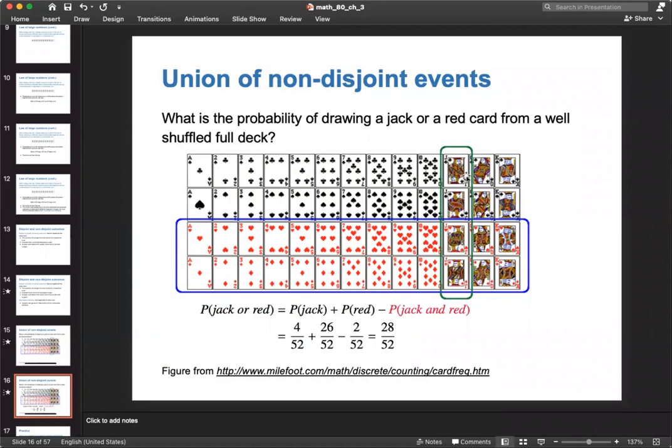Otherwise, you're going to double count, because if you look at the event that you draw a jack, that includes these 4 cards over here. And then if you look at the event that the card you choose is red, it's going to be chosen from these right here. But with the second event, being red, you end up choosing the red jacks twice. So you have to account for that double counting and subtract off the event that you are both jack and red. Okay, and the final probability is 28 out of 52. That's what you get for the probability that you choose a jack or a red, or both jack and red.